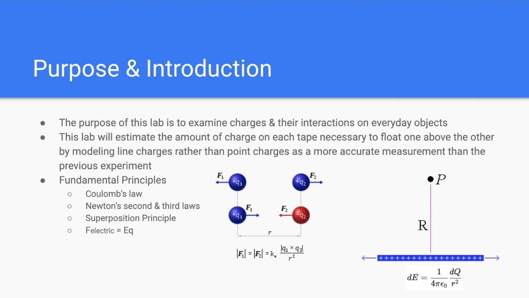The fundamental principles we'll be using are Coulomb's law again, and Newton's second and third laws. The second law is basically force equals mass times acceleration, and the third law states that for every action there's an equal and opposite reaction, which we'll see later on in the code. And then the superposition principle, which basically states that once you find the electric field at individual points, you can sum them together to find the total electric field, and that the electric force equals the electric field times charge Q.